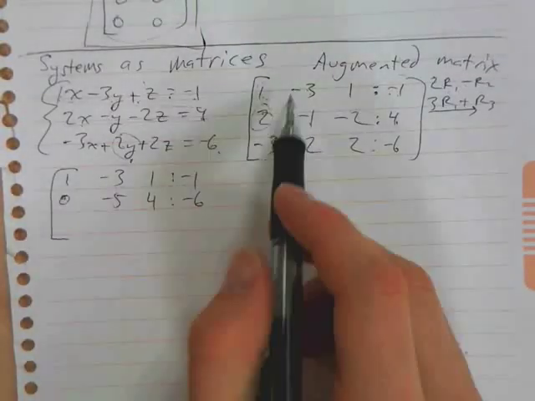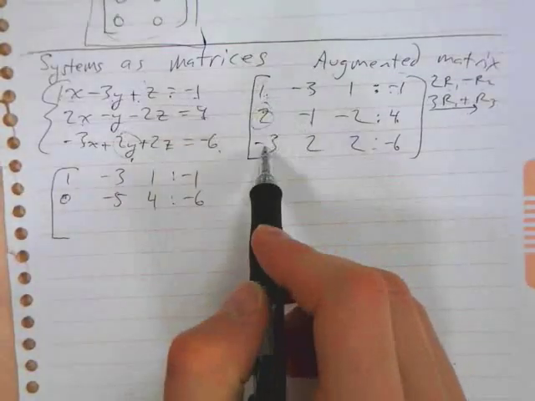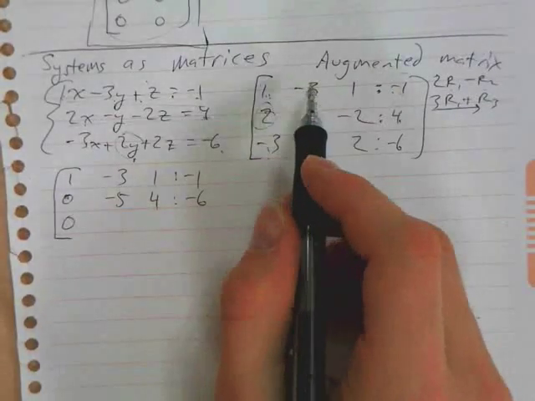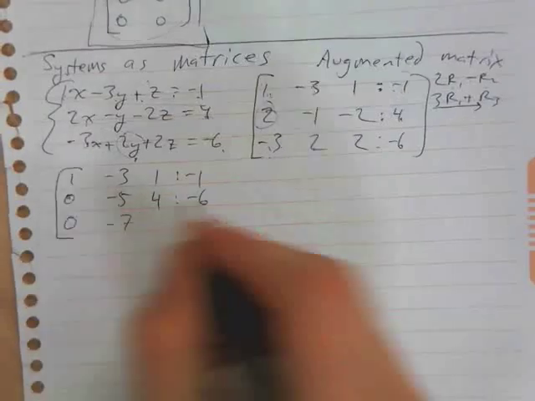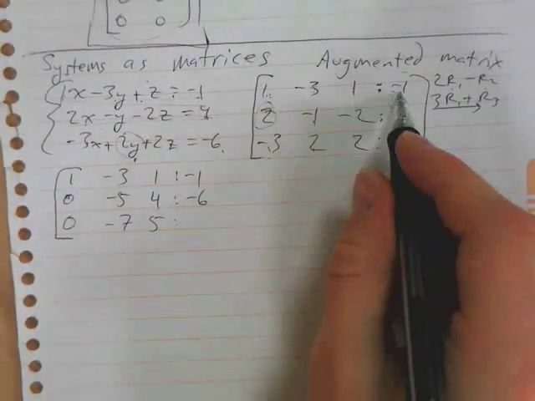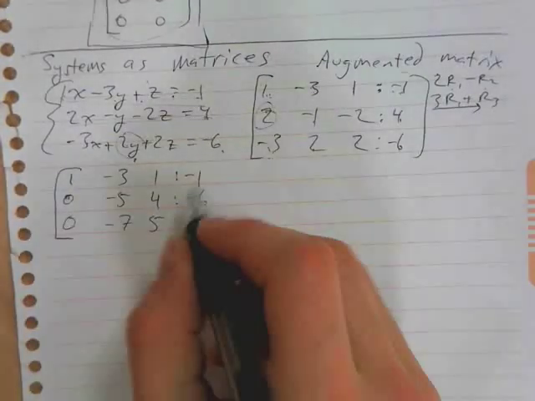And down in my third row, 3 times 1 plus negative 3, 0. 3 times negative 3 is negative 9. Plus 2 is negative 7. 3 times 1 is 3, plus 2 is 5. 3 times negative 1 is negative 3, plus negative 6 is negative 9.